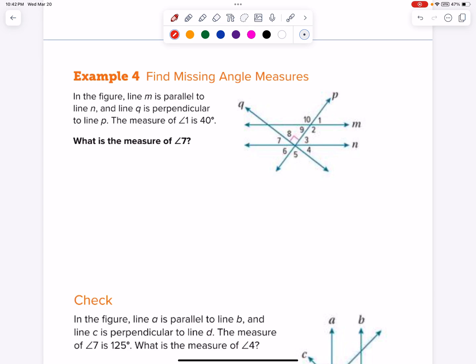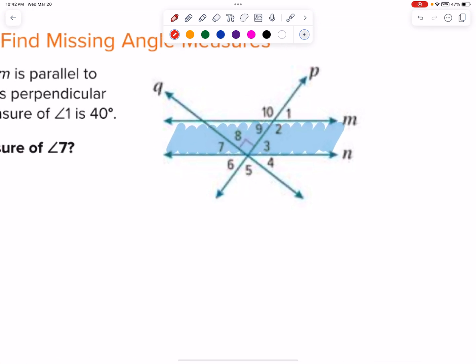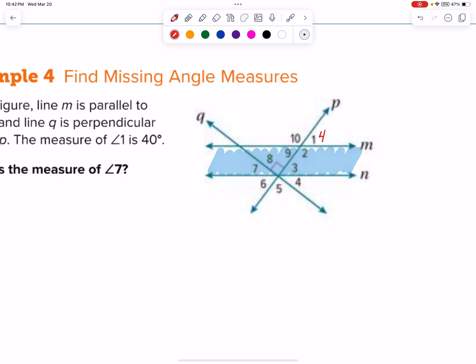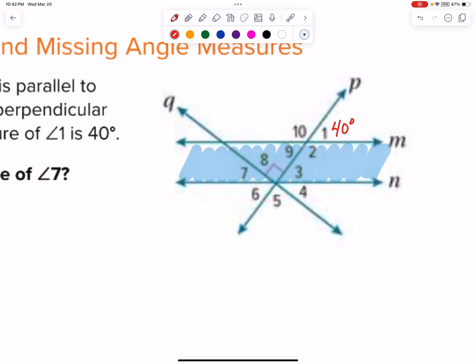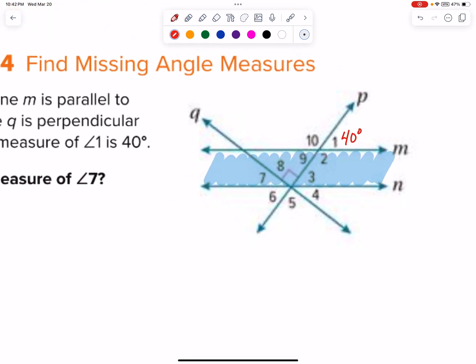Line M is parallel to line N. Why are they telling us? Because they're letting us know that we can use those alternate interior-exterior corresponding rules. Okay, all right, the measure of angle 1 is 40. It's the only one they're telling us is 40 degrees right there, except we do see that little 90 degree.